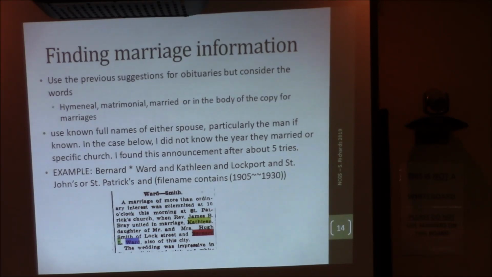So I ended up going with Bernard with the star because I didn't know his middle initial, and I think I tried it with just Bernard Ward, and that didn't come up with what I wanted. So I put his middle initial, and then I just put her first name. A lot of this is guessing. And I knew they were married in Lockport, and I knew it was either St. John's or St. Patrick's. I didn't put church. St. John's or St. Patrick's would be enough. And then I gave a range of years that I thought would cover their marriage. And sure enough, boom, up it came.